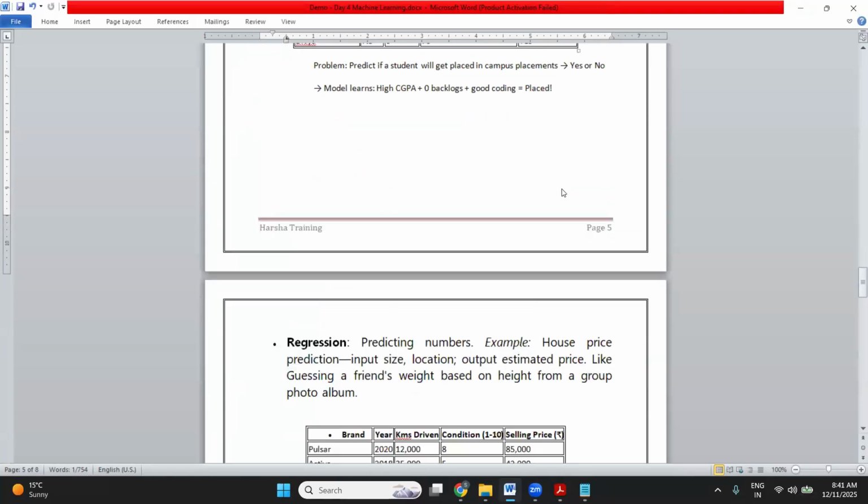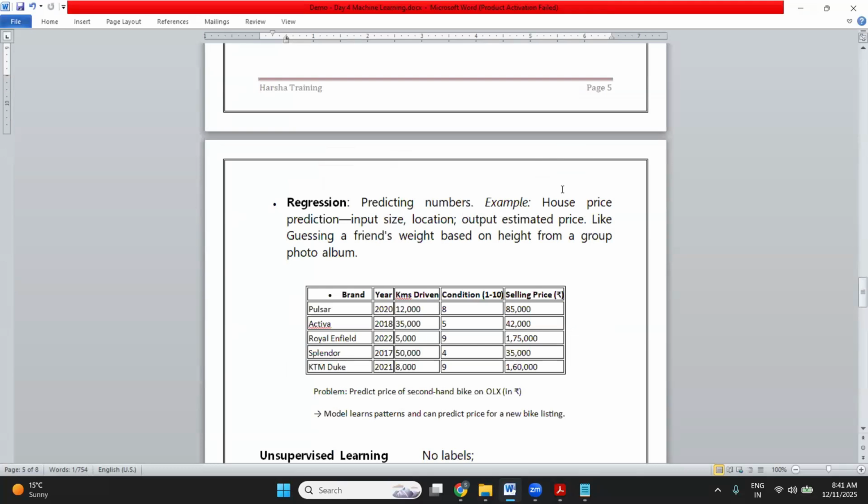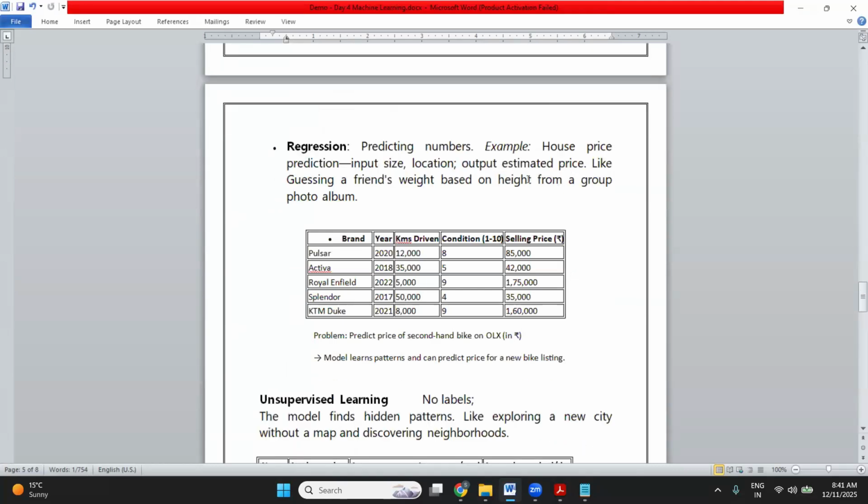There is also something called regression. In regression, there will be no labeled data. There will be just data.